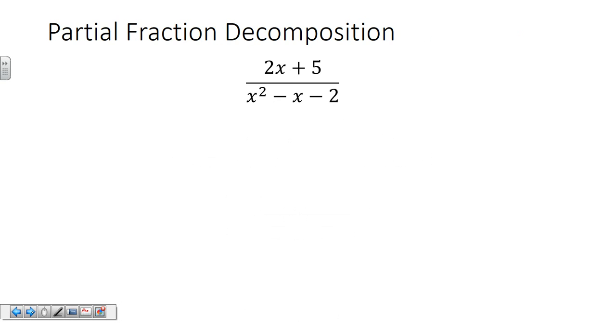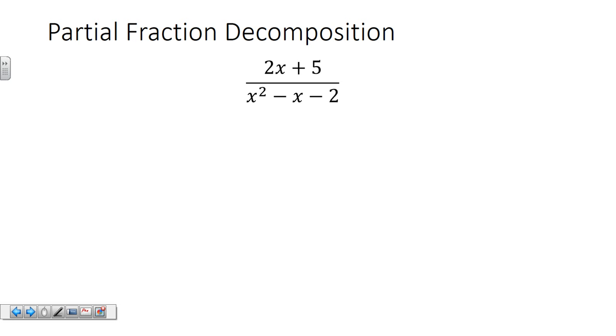So let's take a look at an example where we have a nice little quadratic on the bottom, x squared minus x minus 2. We're going to be factoring that out. And we've got a pretty simple numerator to this rational expression. This is proper, quote unquote proper. I hate that term. But it is proper because the power on the top is smaller than the power on the bottom. We will be looking at an improper case later in the video.